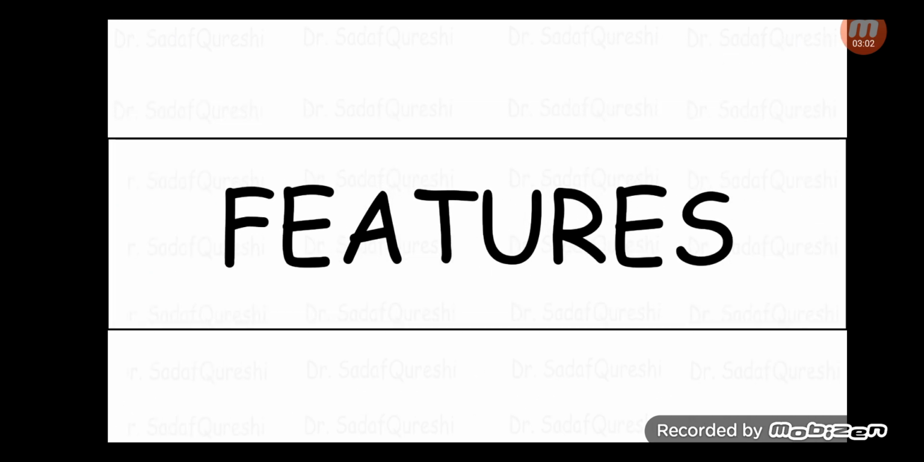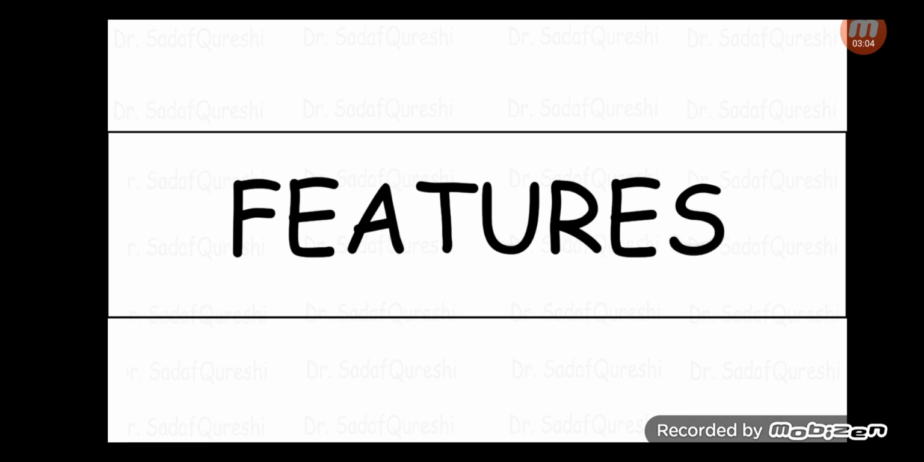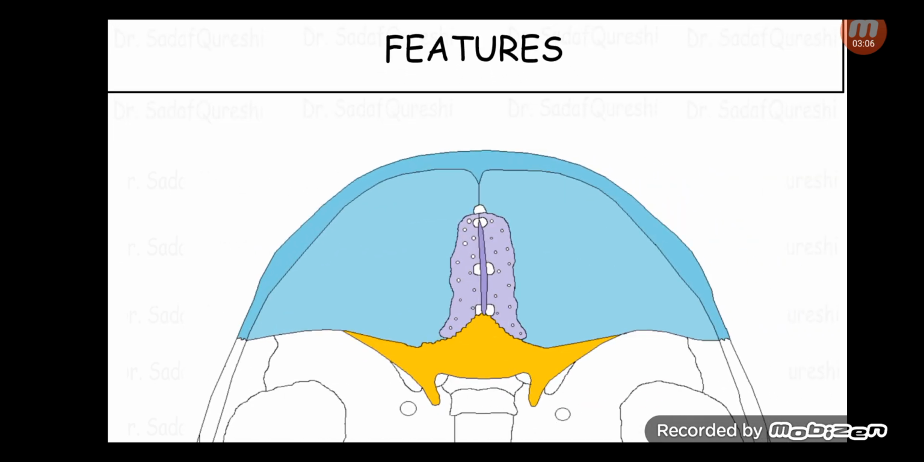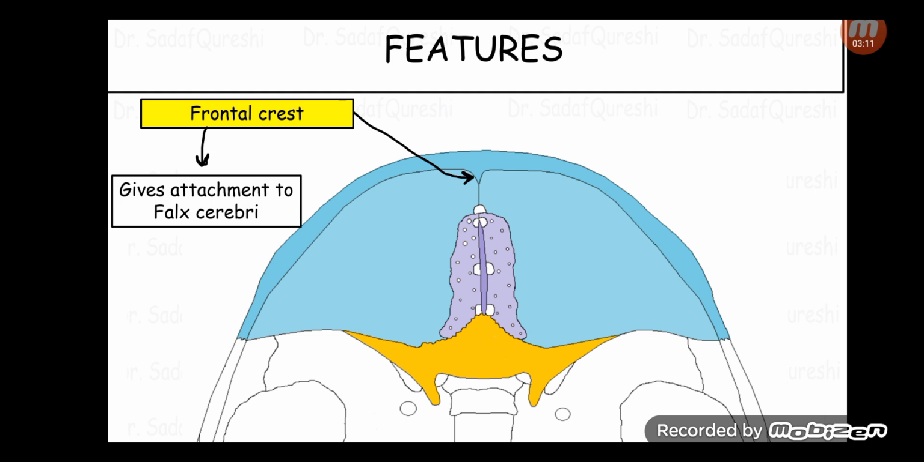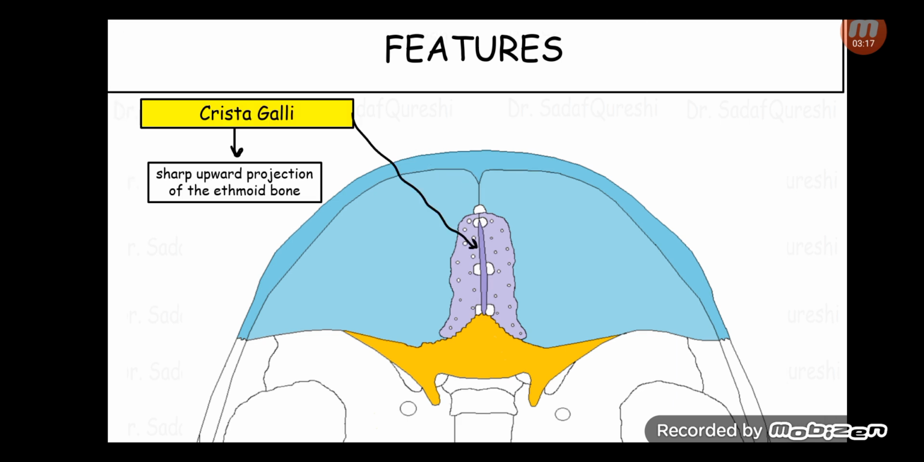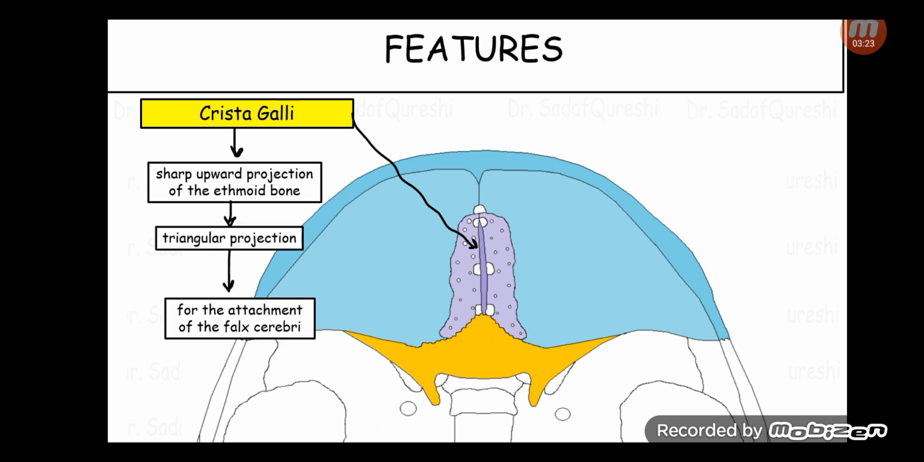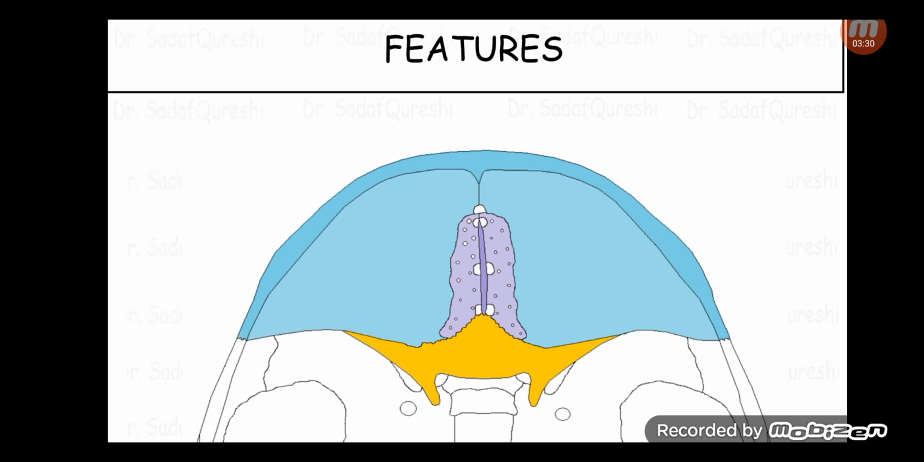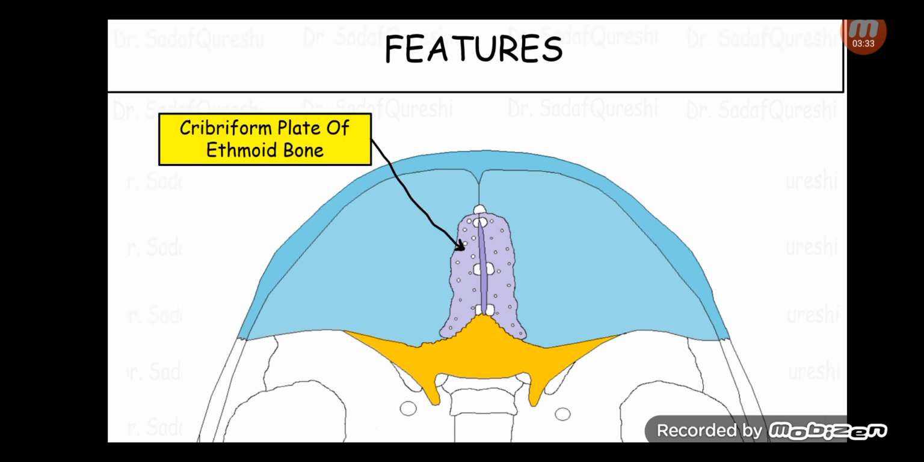Now we'll talk about the features of anterior cranial fossa. The first feature we can see in anterior cranial fossa is the frontal crest. It gives attachment to falx cerebri. The next feature we are going to talk about is crista galli. It is basically a sharp upward, triangular projection of the ethmoid bone, and it is for the attachment of falx cerebri.